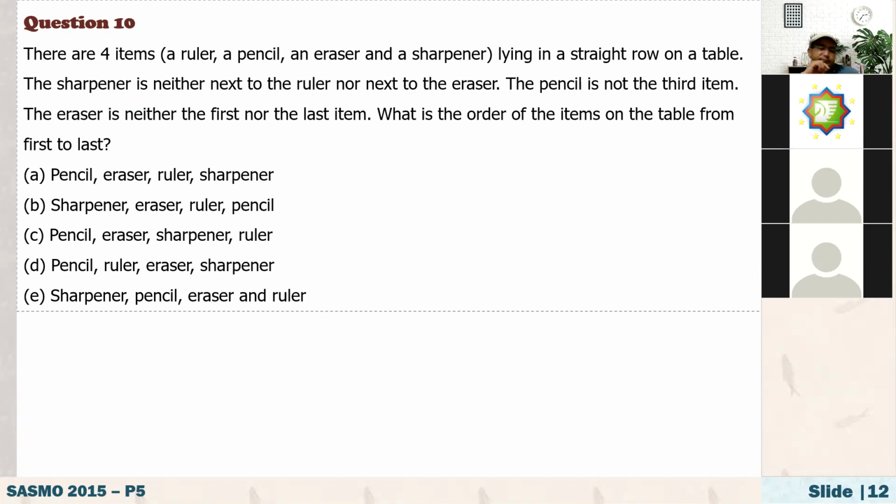Nargis, read the question. There are 4 items: a ruler, a pencil, an eraser, and a sharpener, lying in a straight row on a table. The sharpener is neither next to the ruler nor next to the eraser. The pencil isn't the third item. The eraser is neither the first nor the last item. What is the order of the items on the table from first to last?